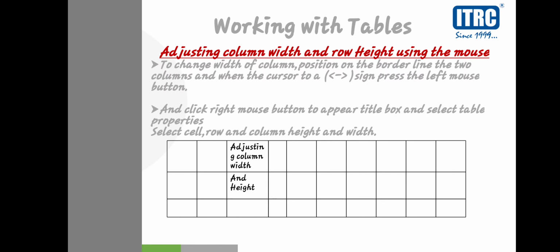Adjusting a column width and row height using the mouse. To change the width of a column, position the mouse on the border line between two columns, and when the cursor changes to a sign like this, press the left mouse button. Click the right mouse button to make a title box appear and select table properties. Select cell, row and column height and width. Like this table, adjust column width and height.